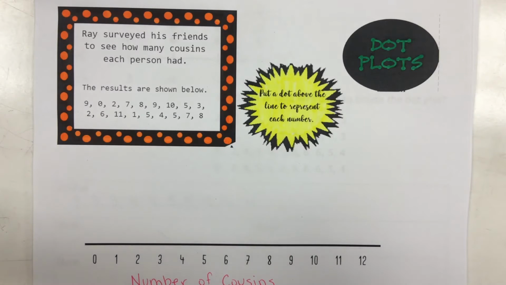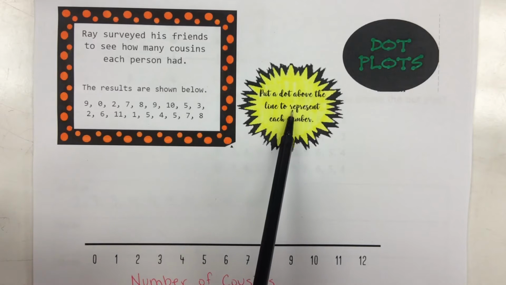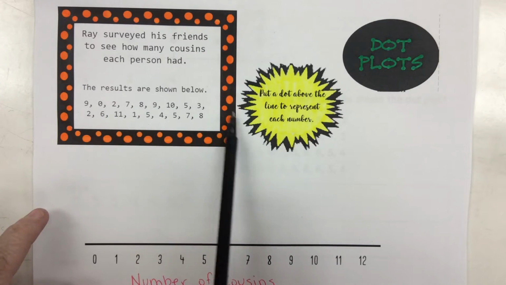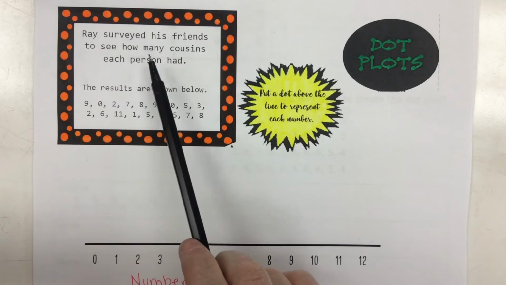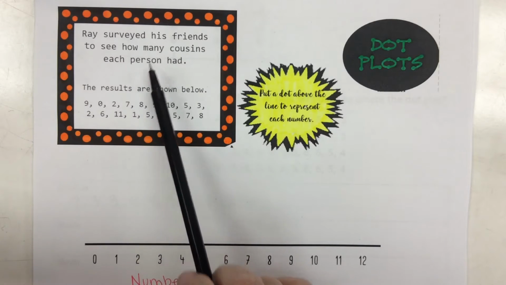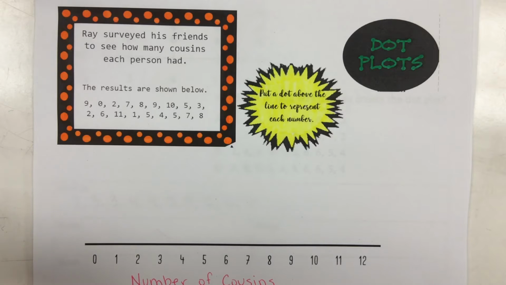So the first thing that we do in our dot plots is we have a number line with a number below each one. And what we're trying to do is put a dot above the line to represent each number here. Now, what is this about? Ray surveyed his friends to see how many cousins each person had. All right, so we're going through here and putting our cousins. I'm just going to put a dot for each one.